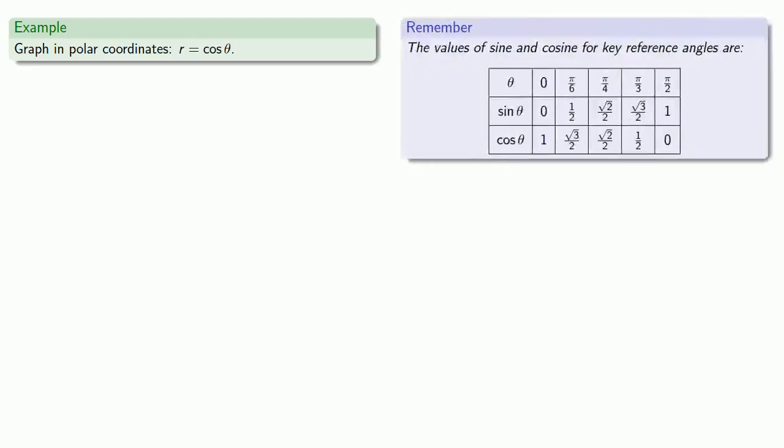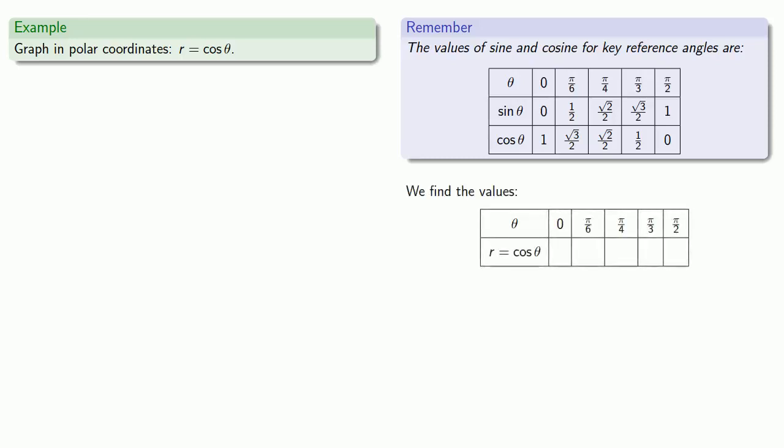Since r equals cosine theta, what I might do is pick a bunch of values of theta and find the values for r, which is the same as cosine theta. So I'll pick my key values of theta and then find the value of r, or cosine theta. And we'll plot these points.